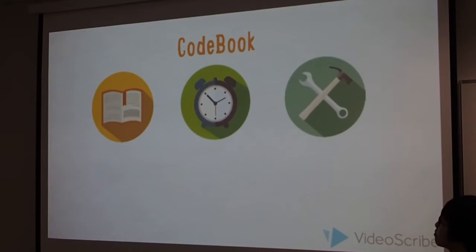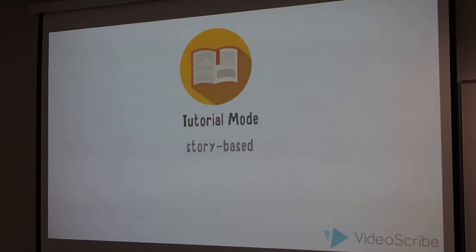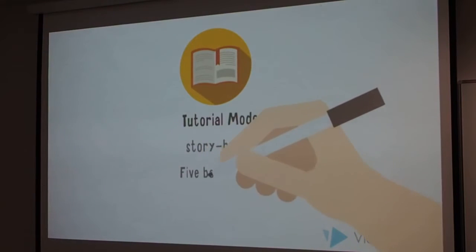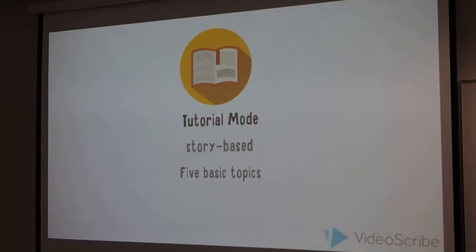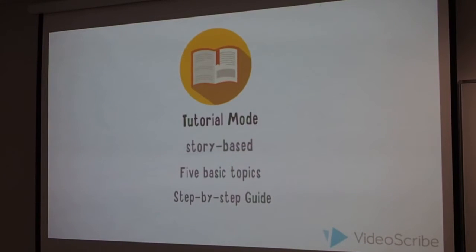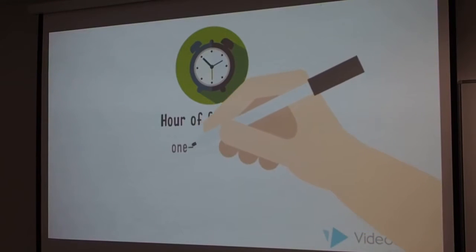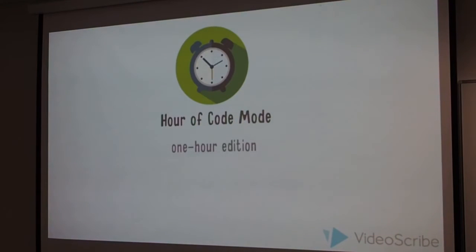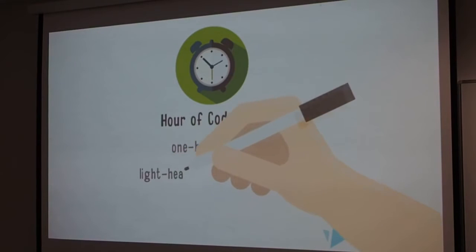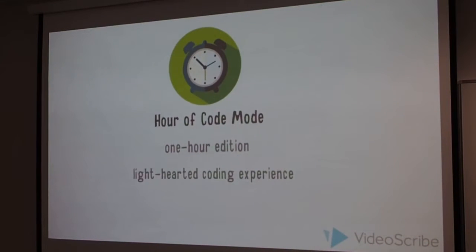So our app CodeBook provides 3 separate modes. The first mode is tutorial mode. It is story-based, and it teaches 5 of the basic programming concepts. And we provide step-by-step guidelines for children to follow. We also provide an hour of code edition, which is a 1-hour edition of the tutorial mode. It aims to provide a light-hearted learning experience as a starting point for the children.